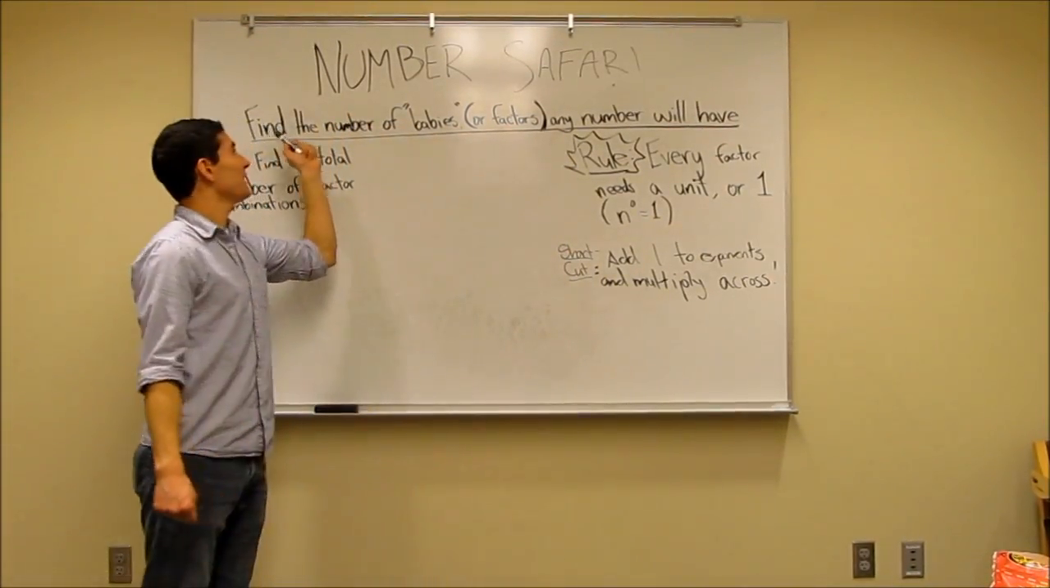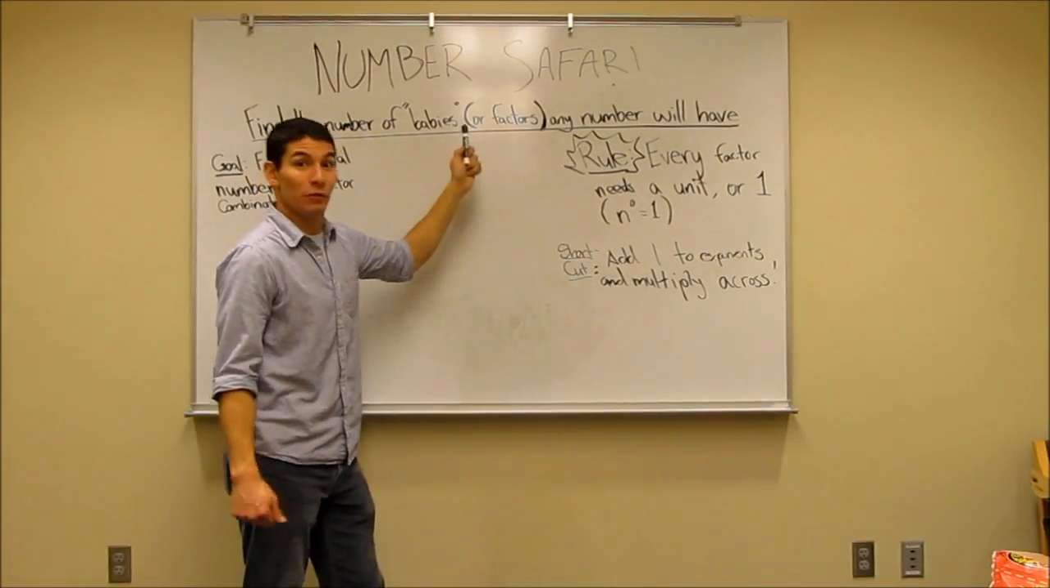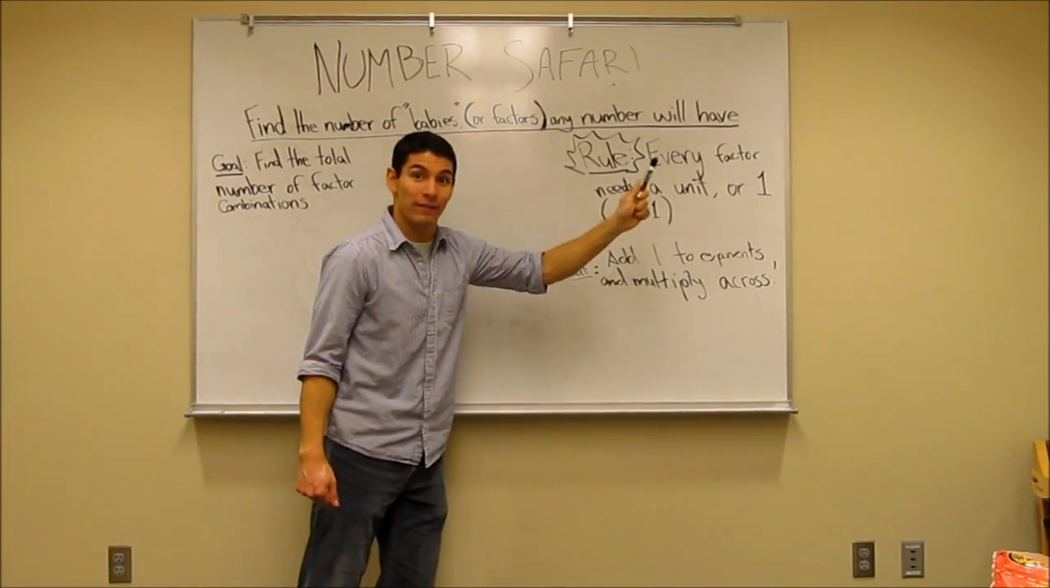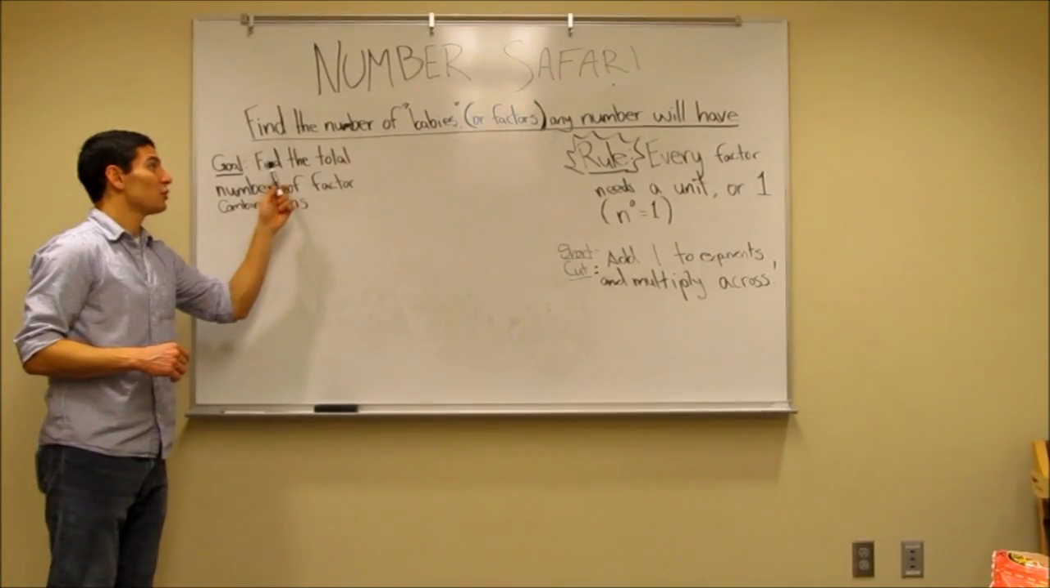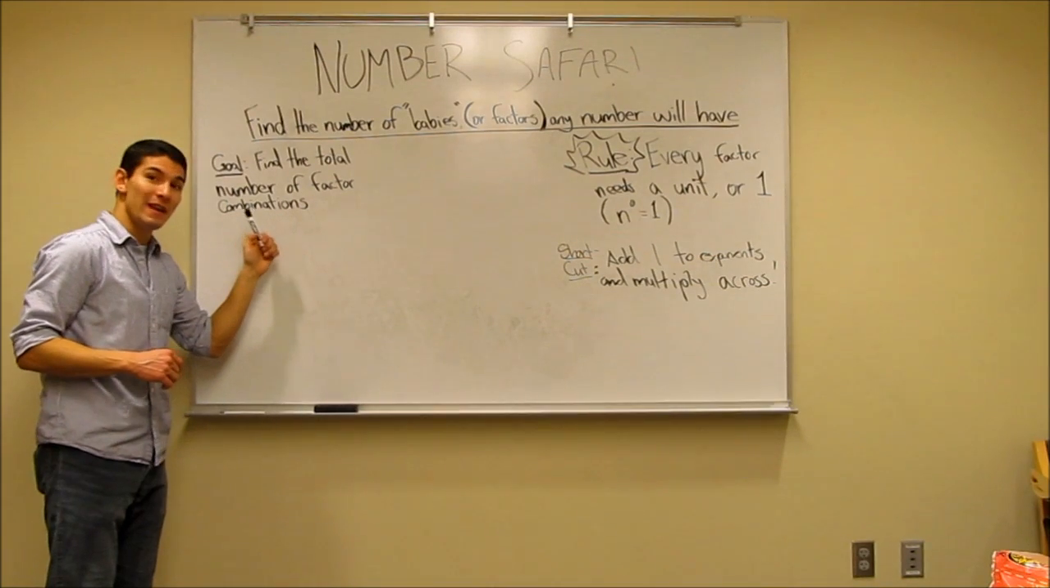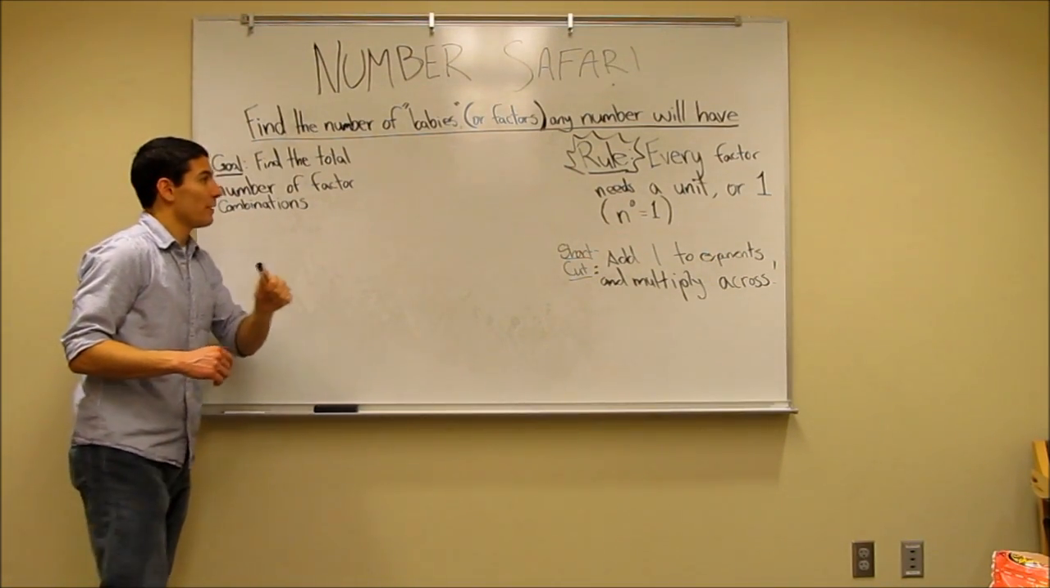We're going to go through finding the number of factors any number will have. Now, the overall goal is this: find the total number of factor combinations. Now let's explain this a little bit.